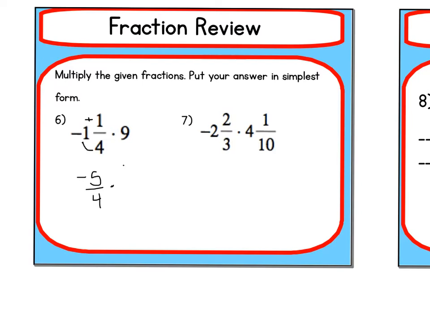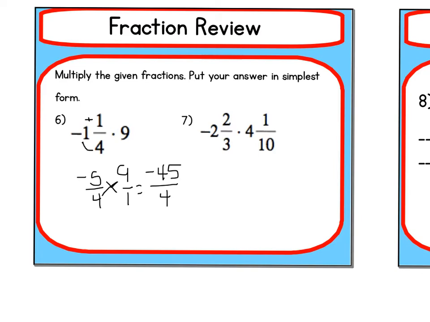Now I'm going to multiply by 9 over 1. I'm changing 9 into a fraction. This diagonal doesn't reduce, and then the 4 and the 9 do not reduce either. So I multiply top times top, gives me negative 45. Bottom times bottom gives me 4.